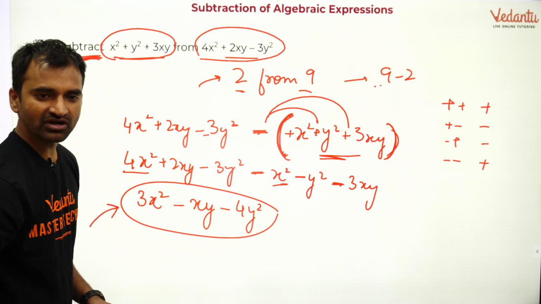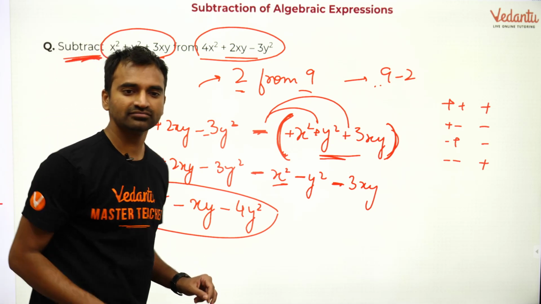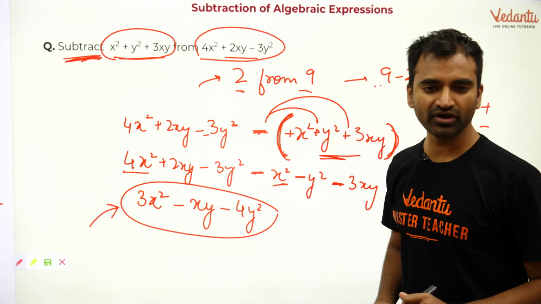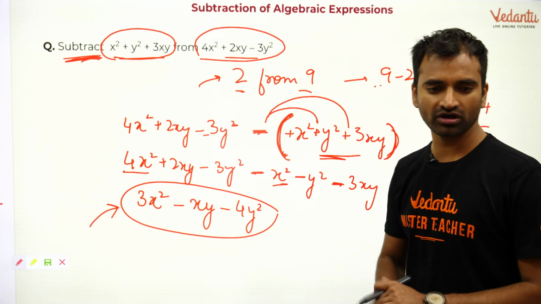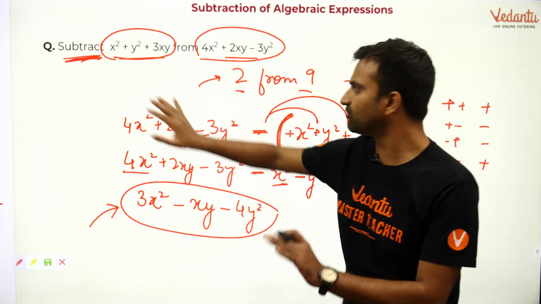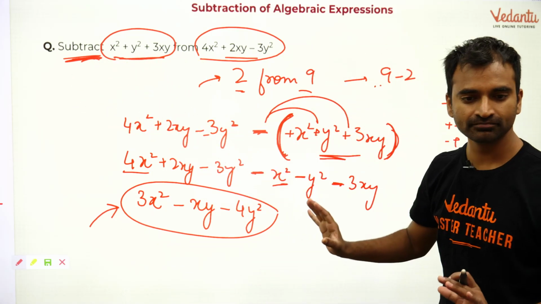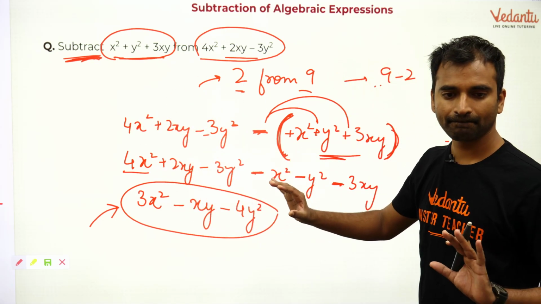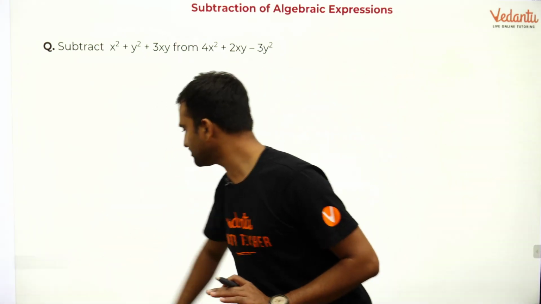3x square minus 4y square minus xy, right? If you had written minus xy, then it would have been correct. Yes, great, very good everyone. Is that clear? So that is the only thing which is different when it comes to subtraction. The difference is you put a minus, you add a bracket. Everything else is same, right?